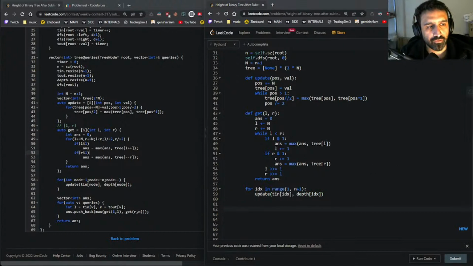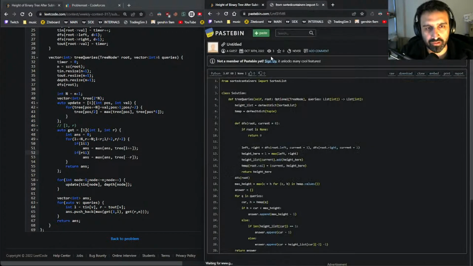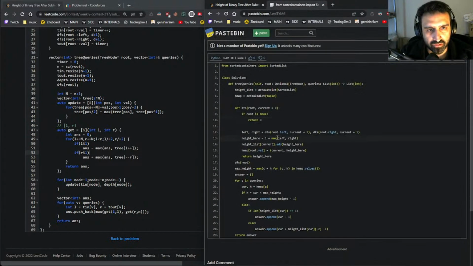This was yours. Oh no, I already have a super clean one, in which left, right equals DFS, return H map. Yeah. Okay. So this was the way it ended up being, and then for Q in queries, insert, append. Oh, so you actually evaluate each of the queries specifically. Okay.